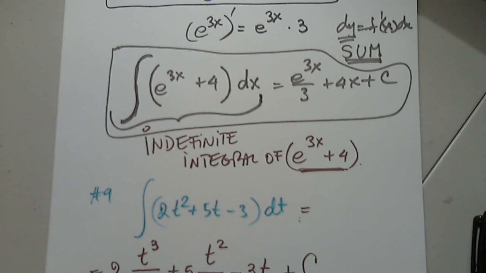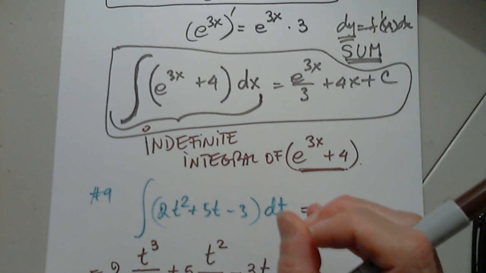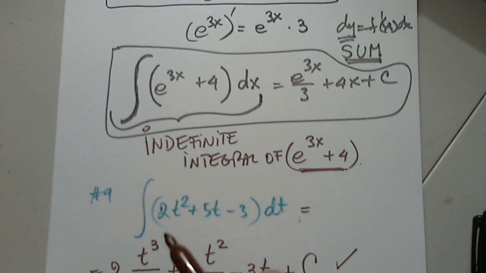How do I check my answer? Very easy. I differentiate this, simplify, and I get 2t squared. I differentiate, simplify, and I get 5t. I differentiate this, I get minus 3. I differentiate this, I get 0. This is it. So the indefinite integral of this dt is 2/3 t cubed plus 5/2 t squared minus 3t plus c.